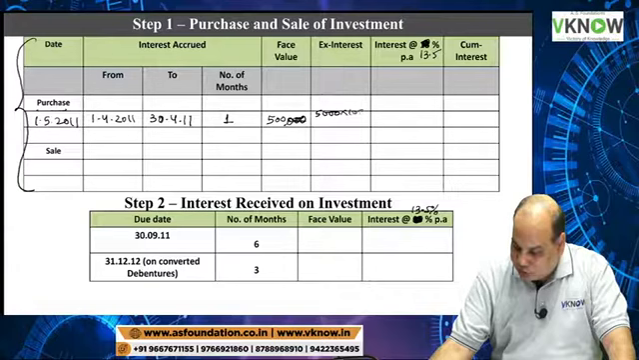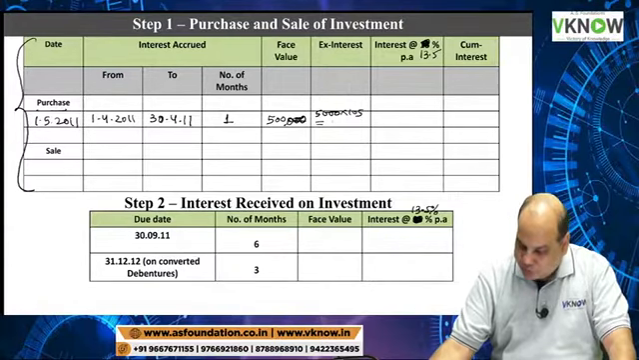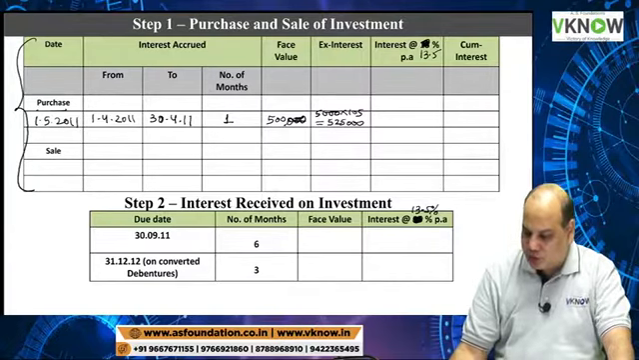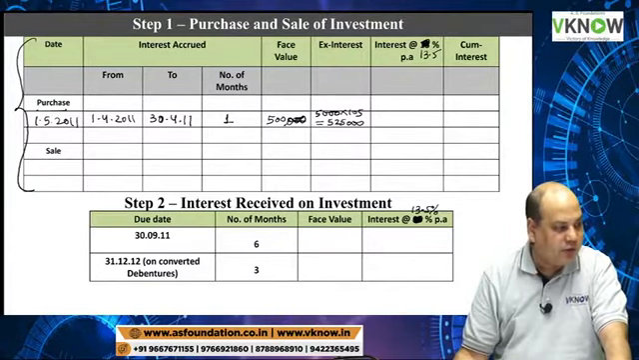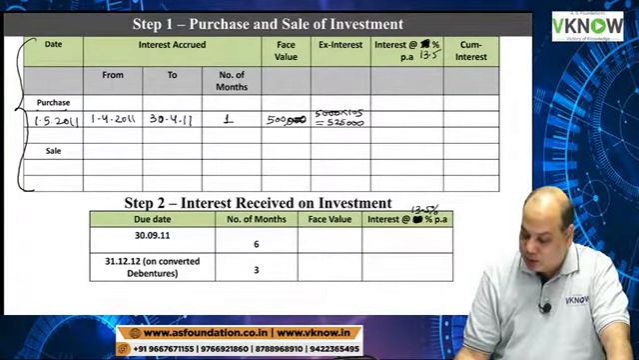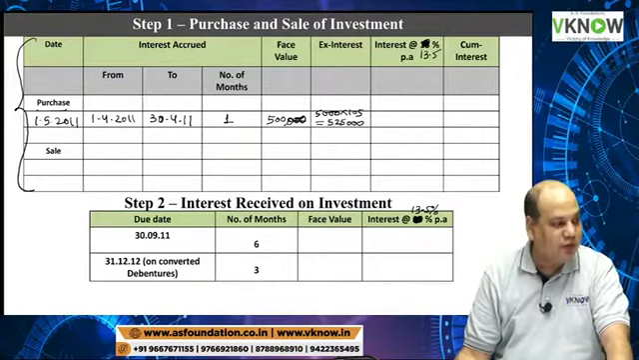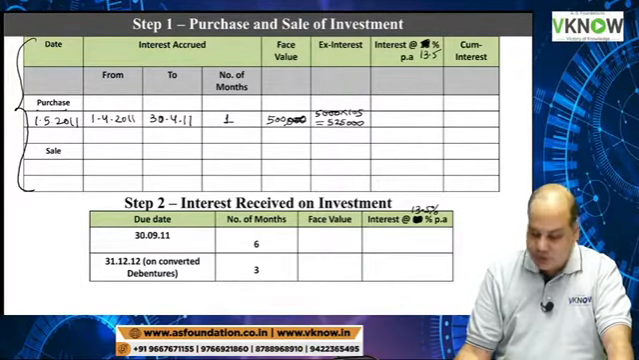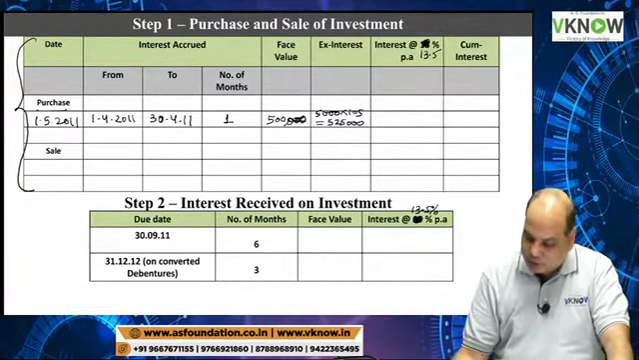5,000 into 105. Kindly respond. How much is that? 5,25,000. And then interest at the rate of 13.5%.